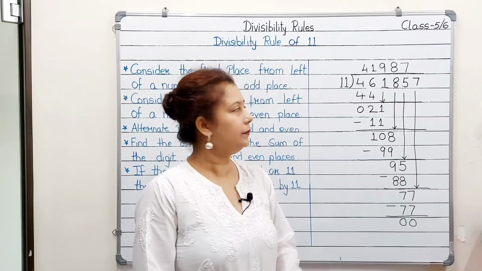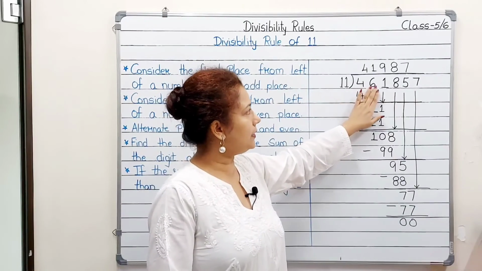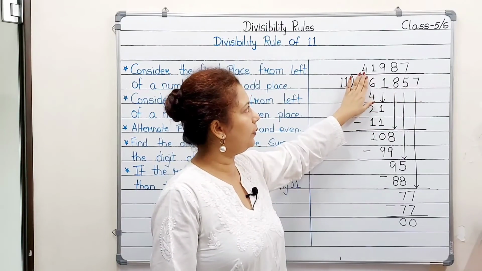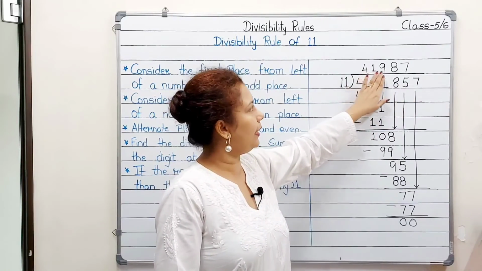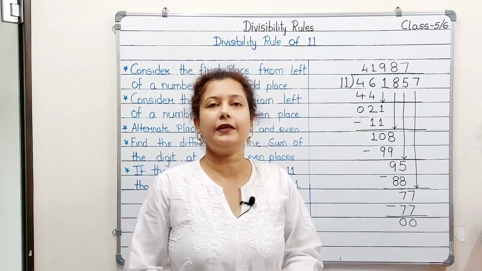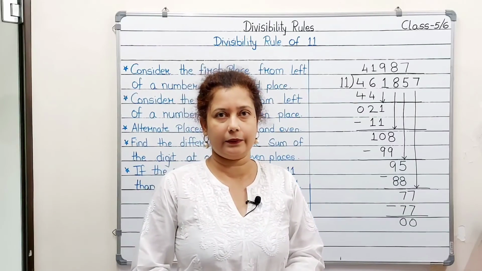This we can confirm by dividing the number by 11. If we divide 461857 by 11, we get the quotient as 41987 and remainder 0. The remainder is 0, that means the number is completely divisible by 11.